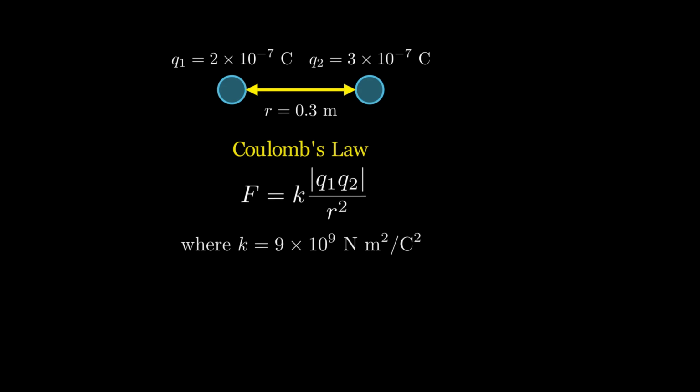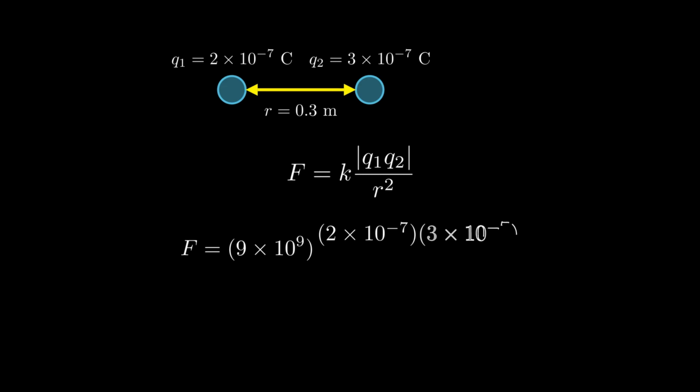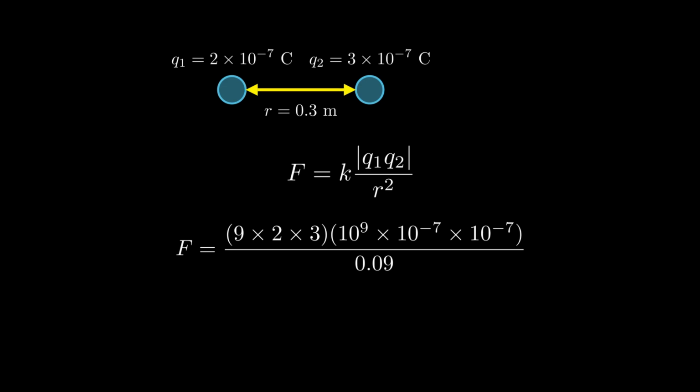It looks messy, but we can simplify it without a calculator. We need to group the regular numbers. 9 times 2 times 3 equals 54. And we also group the powers of 10. 10 to the power 9 times 10 to the power minus 7 times 10 to the power minus 7 adds up to 10 to the power minus 5. So the top is 54 times 10 to the power minus 5. The bottom is 0.3 squared, which is 0.09, or we can say 9 times 10 to the power minus 2.